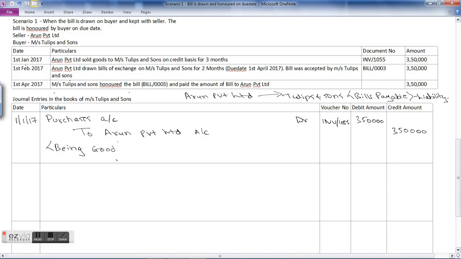Being goods purchased on credit from Arun Private Limited for 3 months. Okay, this is the entry. Now second, on 1st Feb 2017, Arun Private Limited draws a bill of exchange on Tulips and Sons for 2 months, and the bill was accepted by Messrs. Tulips and Sons. So what has happened is Arun Private Limited has drawn a bill, and then it was accepted by Messrs. Tulips and Sons.